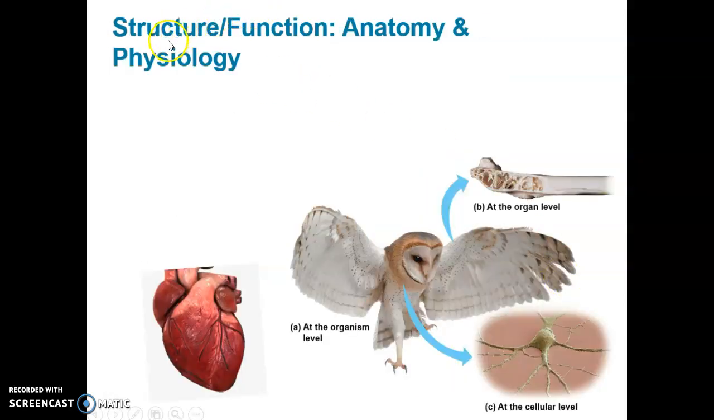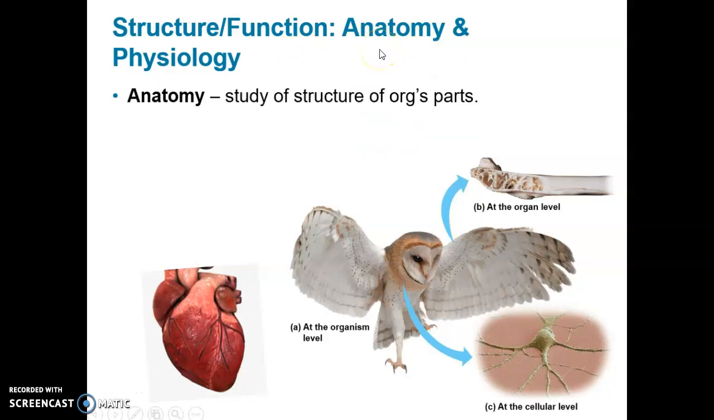So, structure and function are essential to life, and life has evolved certain structures, like the shape of the heart, to perform particular functions, or say the shape of a feather to form a particular function. So, this brings us to anatomy and physiology.